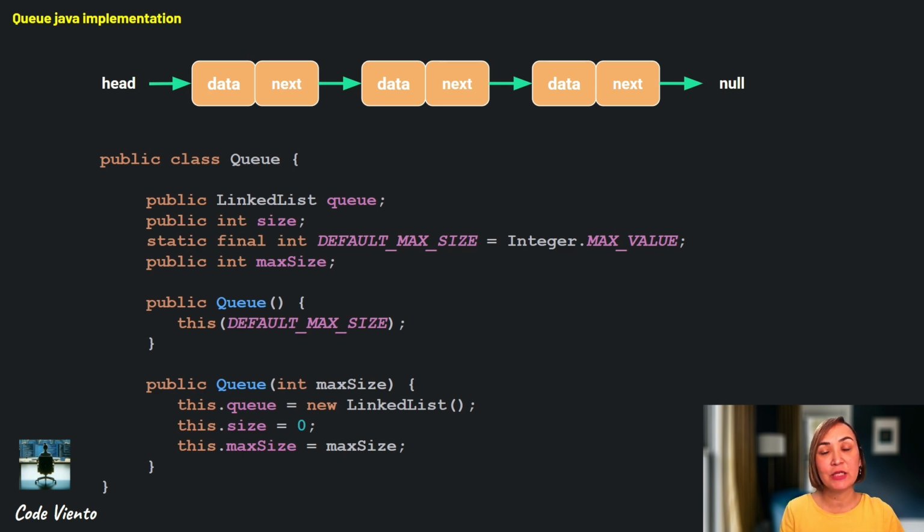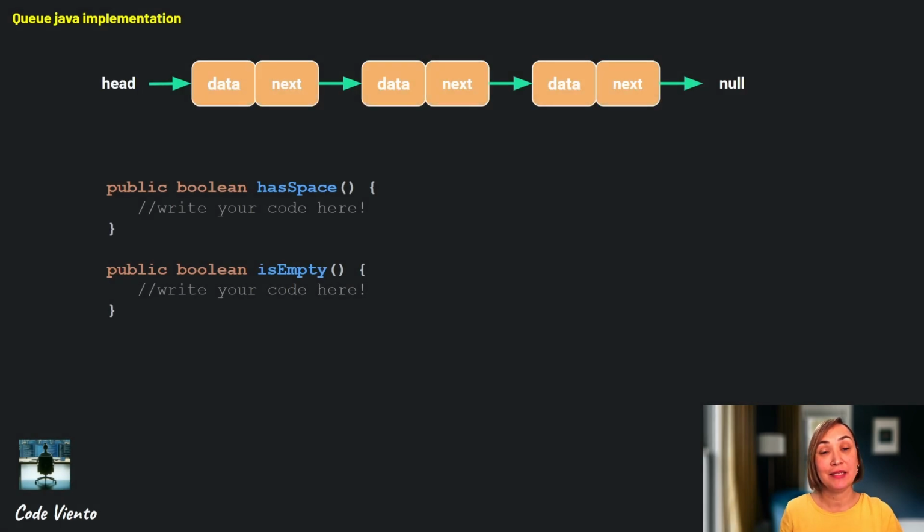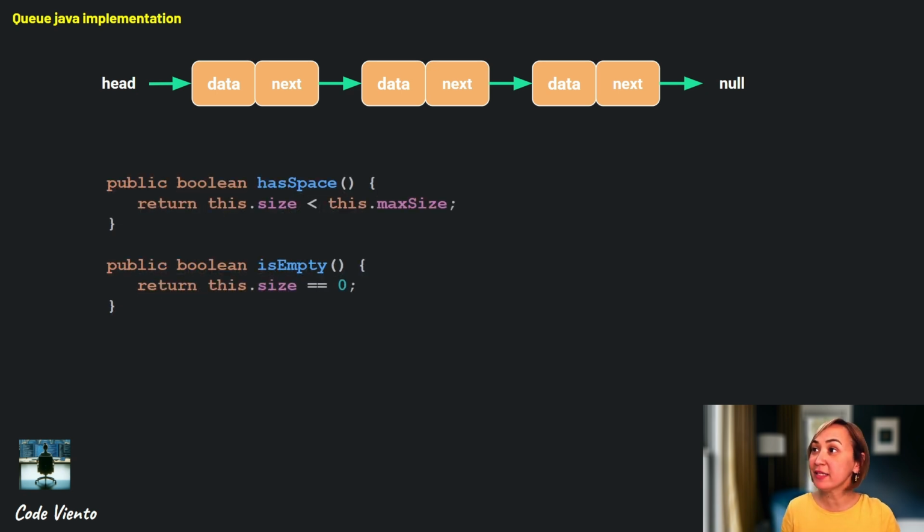Let's start by implementing the helper methods, is empty and has space. Has space ensures there is more room for elements. Is empty checks if the queue is empty. We will use maximum size and size for the method implementation. Here is the implementation. If size is less than maximum size, it means there is more room for elements. If size equals 0, it means the queue is empty.